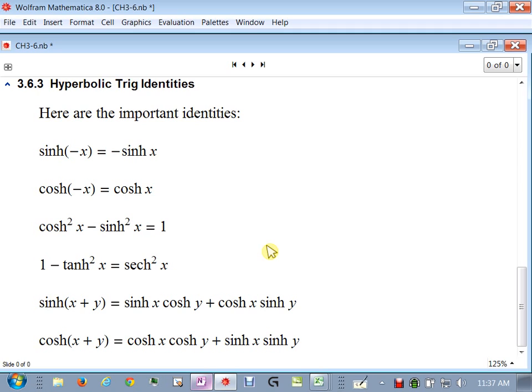This one is very similar to pre-cal. We had the Pythagorean identity, but we had three different versions of it. Here we have another version of this one. And then these are our sum formulas. Hyperbolic sine of a sum, the angle sum. And then for cosine, you have another one. Okay, I think I'm at the end of that page.